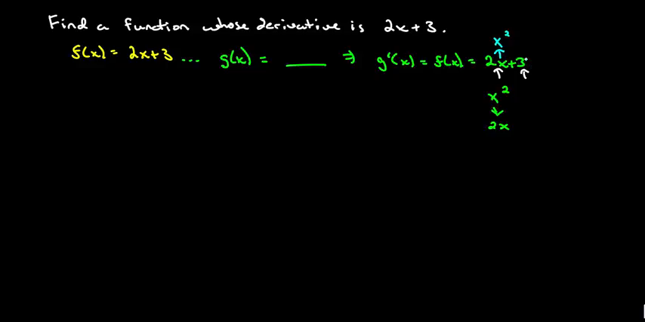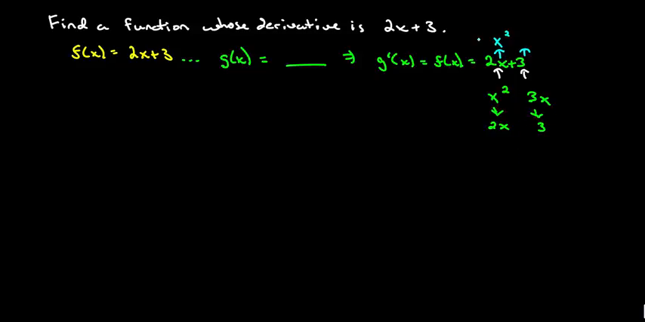Now let's look at 3. Its power is x to the 0, so let's increase its power by 1. Okay, and so if we increase its power by 1, we would get x, right? So this would be just 3x. And if we differentiate 3x, take the derivative of it, we get just 3, which is what we want.